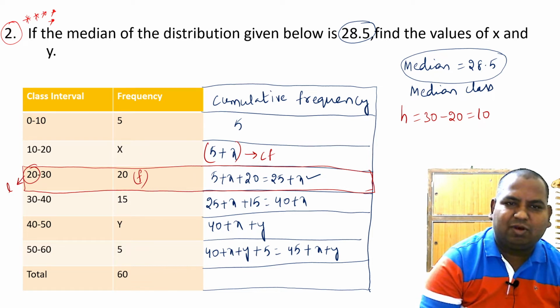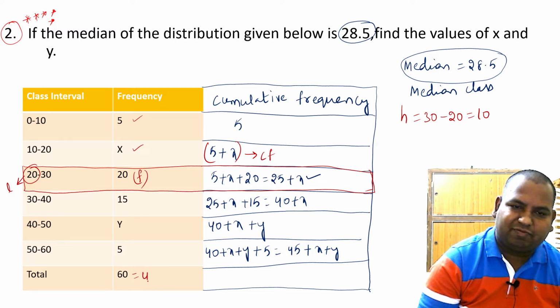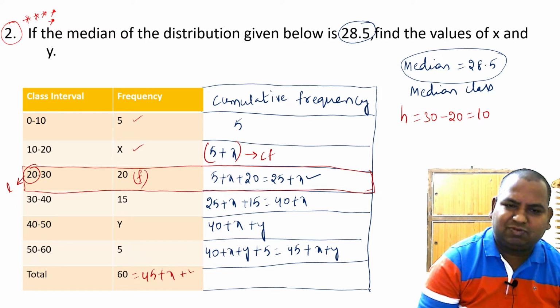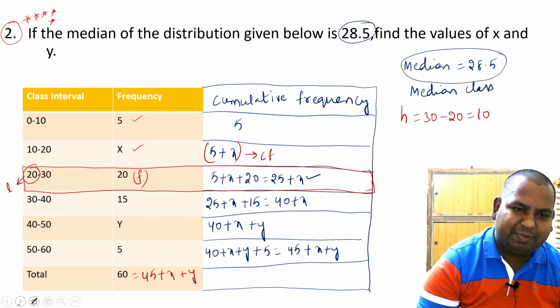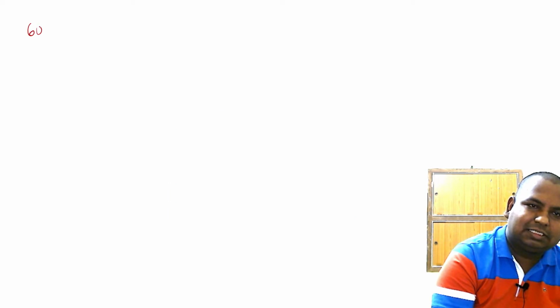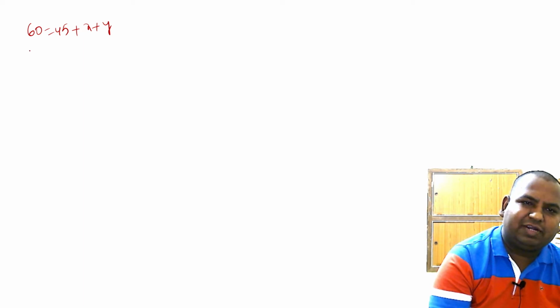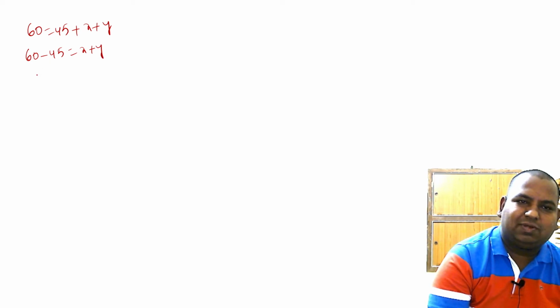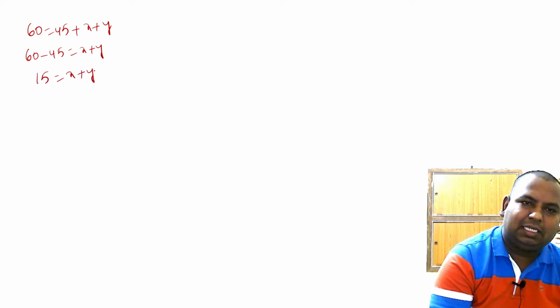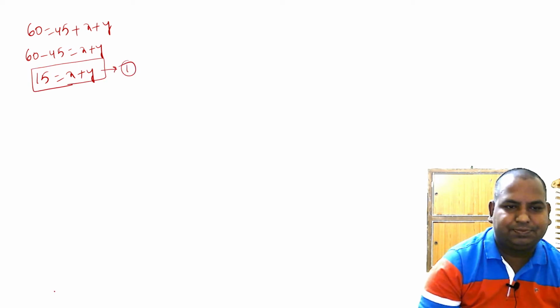Now he gave the sum of all frequencies as 60. So can I say that 60 is equal to 5 plus x plus 20 plus 15 plus y plus 5, which is equal to 45 plus x plus y. This will be your equation number 1. Let me write this on the next page. 60 is equal to 45 plus x plus y. If I transpose 45 to the left hand side, we have 60 minus 45 is equal to x plus y, which is 15. So 15 is equal to x plus y. This is equation number 1.